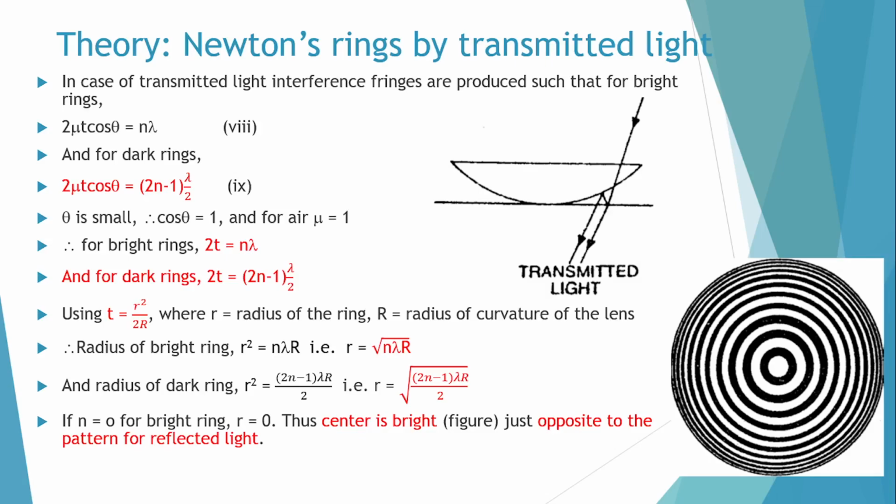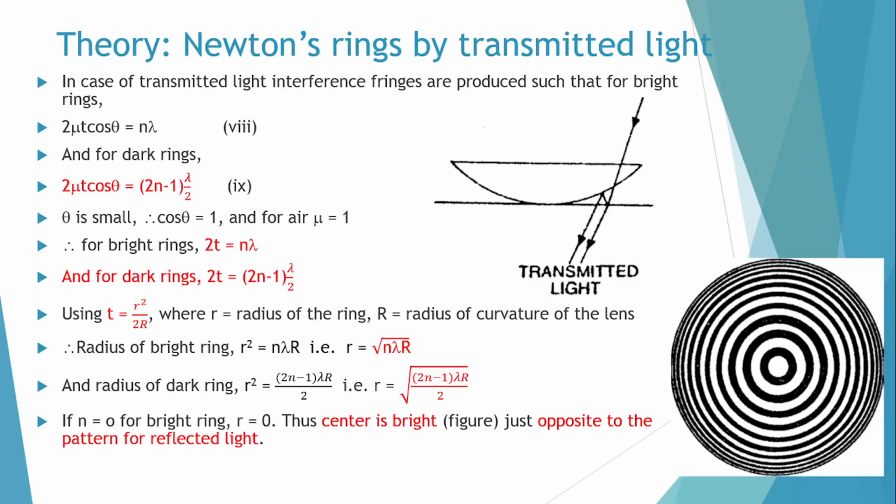2 mu t cos theta equal to n lambda. So it is different from the rings pattern due to reflected light. There it was the formula for dark ring, here it is for bright ring, 2 mu t cos theta equal to n lambda, and for dark rings it is 2 mu t cos theta equal to (2n minus 1) lambda by 2. Exactly alternate formulas are there. So in case of reflected light, what was the formula for bright ring is here the formula for dark ring, and what was for dark ring is here the formula for bright.